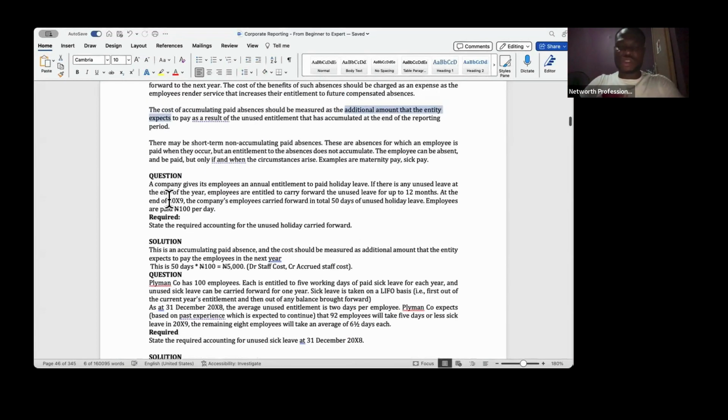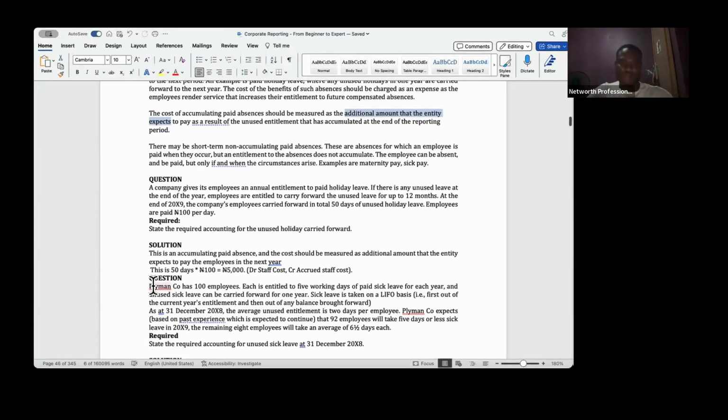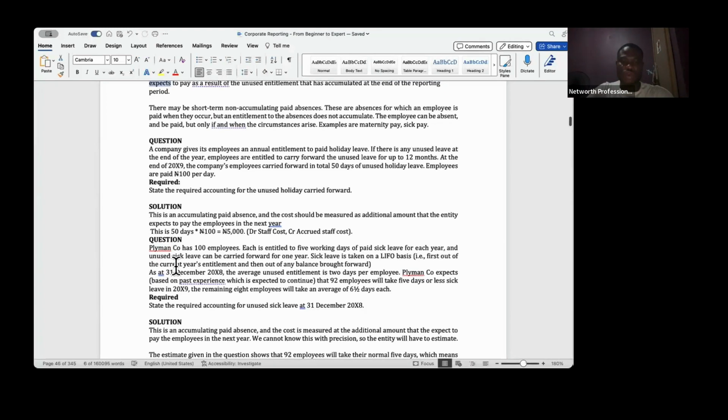And this is what this question is speaking to, this second part. This question talks about Plyman. He said he has 100 employees. Each is entitled to 5 working days of paid leave for each year, and unused sick leave can be carried forward for 1 year. Okay, this one too is accumulating. They now said sick leave is taken on a LIFO basis, first out of the current year entitlement and then out of the balance brought forward.